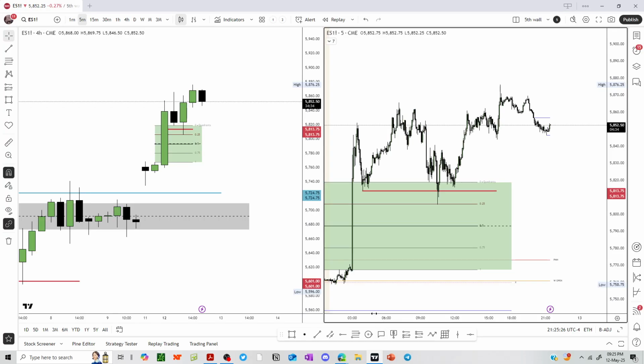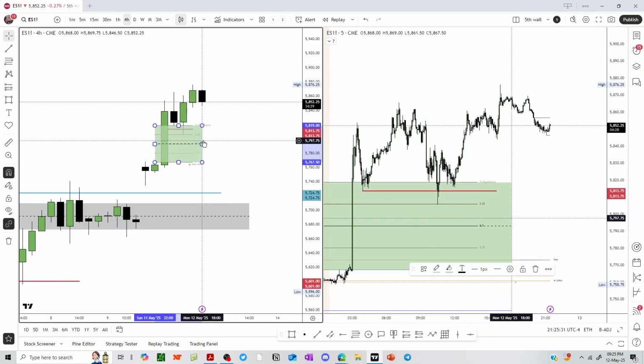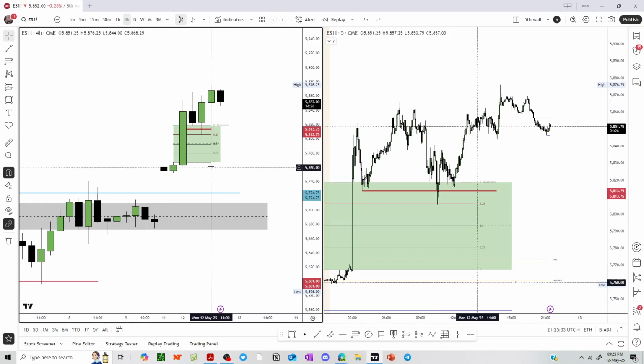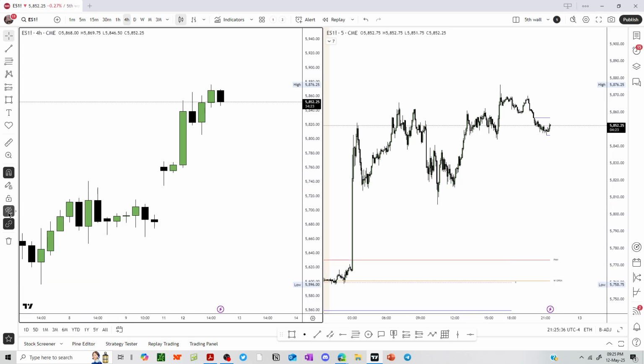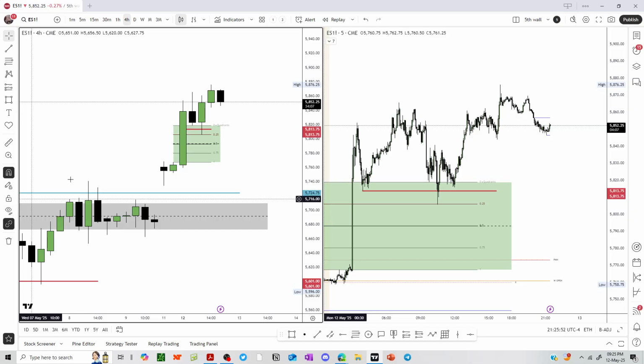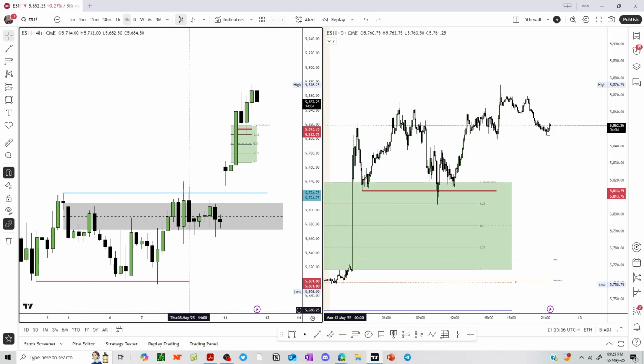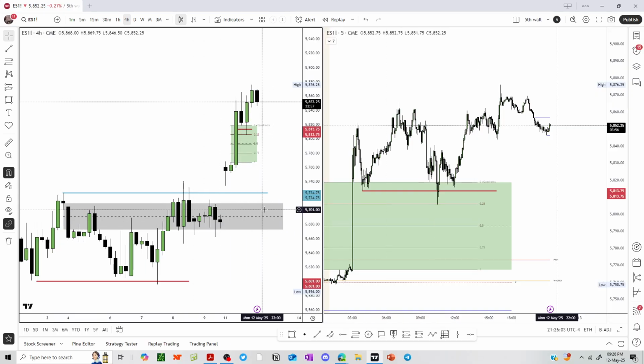I'll try to keep this video as short as possible, aka maybe 10 minutes or under. So here I highlighted the 4-hour BISI, buy side imbalance, sell side inefficiency, this bullish fair value gap, and then I divided it into quarters. So that's that, right? Here we have a liquidity void and a bearish fair value gap that was violated here, making this an inverted fair value gap.